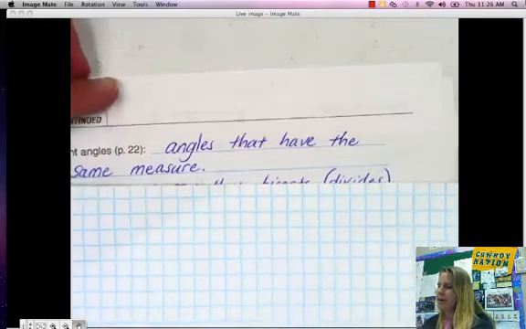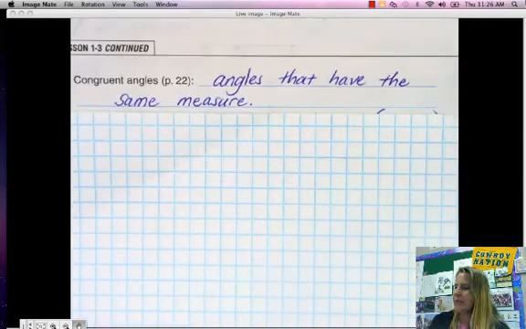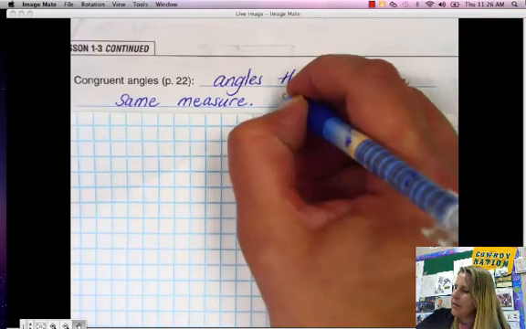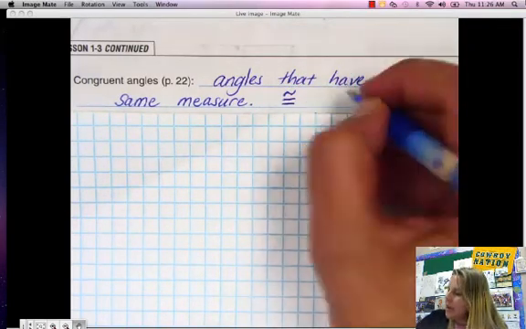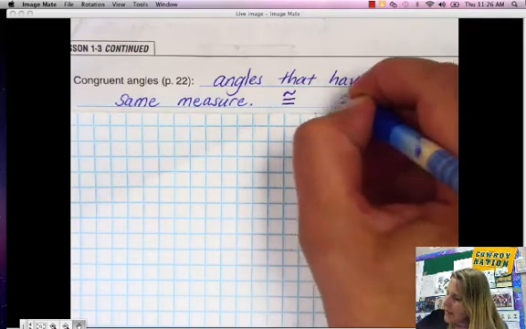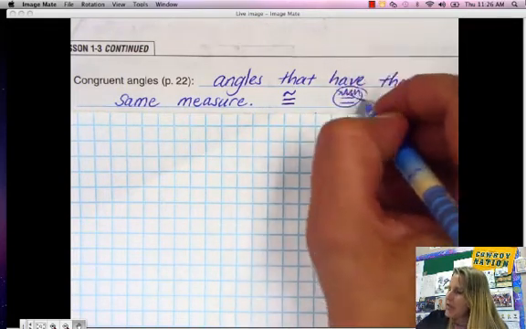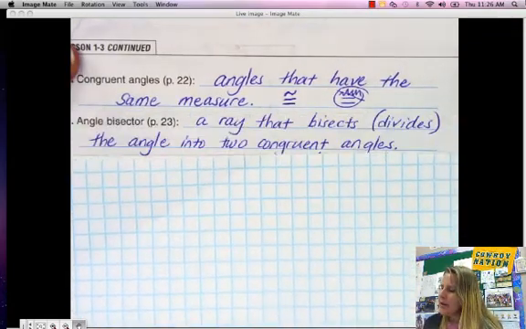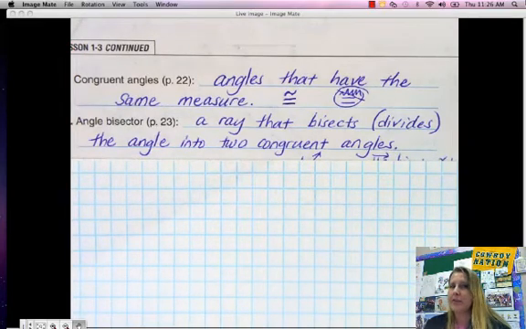So for number 11 here, congruent angles are angles that have the same measure. And remember, we have a little congruent symbol. It's an equal sign with a tilde on top. That is the congruent symbol. By the way, the congruent symbol is not this. I see a lot of students doing that. No, please just go up, down, up. Okay? Practice. And the angle bisector is a ray that bisects, or divides, an angle into 2 congruent angles.